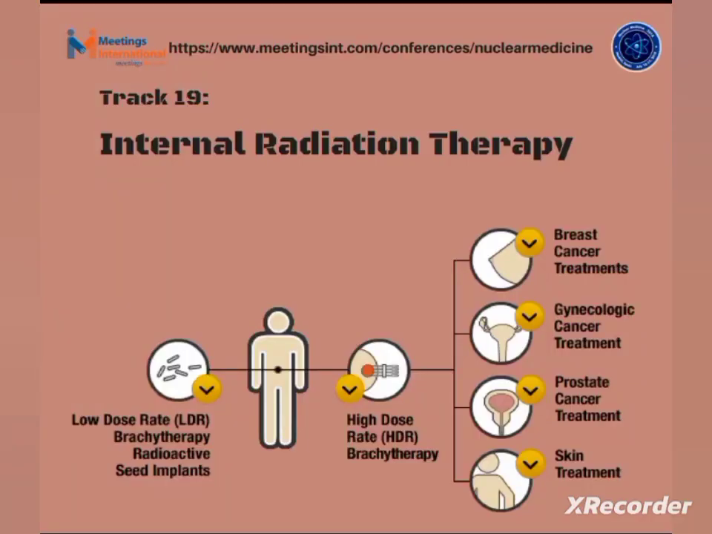Based on the dose rate of radiation, the internal radiation therapy is again divided into low dose rate radiation therapy and high dose rate radiation therapy. Low dose rate radiation therapy includes seed implants. High dose rate radiation therapy includes intracavity radiation therapy, usually in the treatment of breast cancer, gynecologic cancer, prostate cancer and skin treatment. We are using this type of radiation therapy.